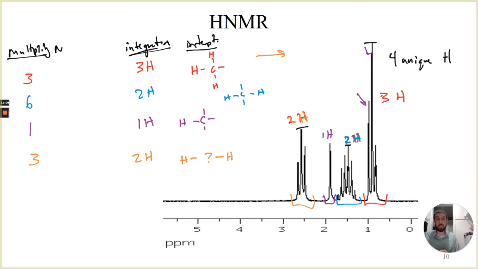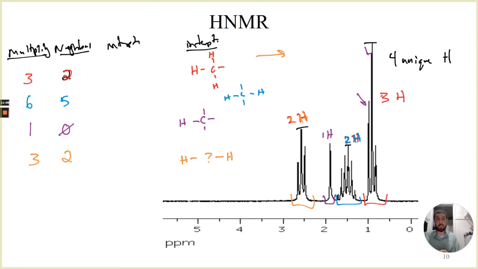The first layer of interpretation is the neighbors. If I have a multiplicity of 3, that means I have 2 neighbors. N plus 1 equals your number of peaks, so 3 is peaks. Your number of neighbors is going to be peaks minus 1. 5, 0, and 2. Okay, and now I have to erase the integration information, or at least that raw stuff, and now we can actually get to our final interpretation.